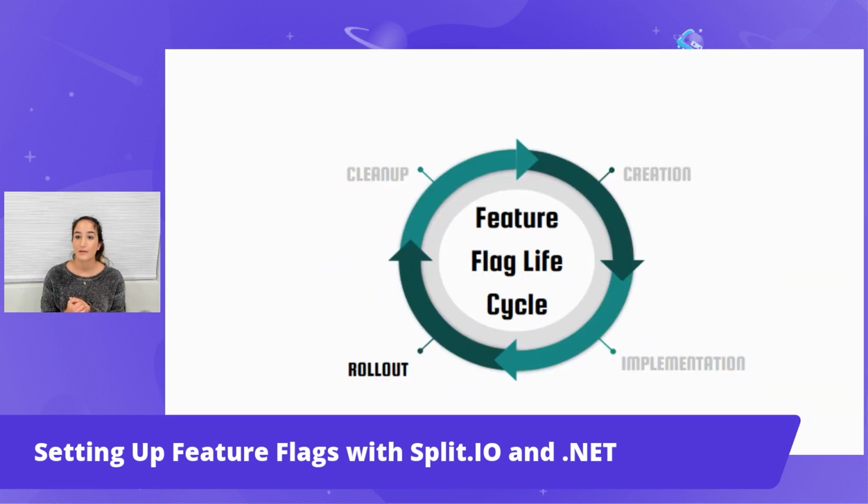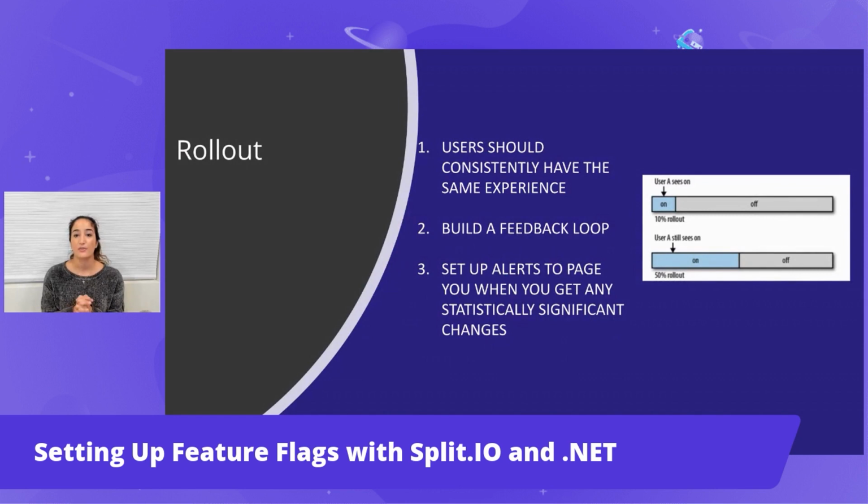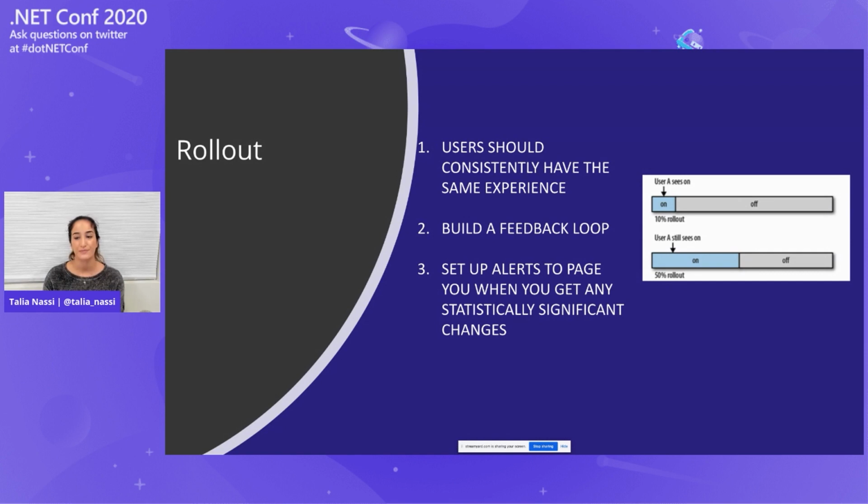And the next step is rollout. The most important thing when you roll out a feature is that users should consistently have the same experience. So increasing exposure to a feature should not affect the current exposed population. If user A sees on when you're at 10% rollout, user A should still see on when you get to 50 and eventually 100. And then you want to build a feedback loop.